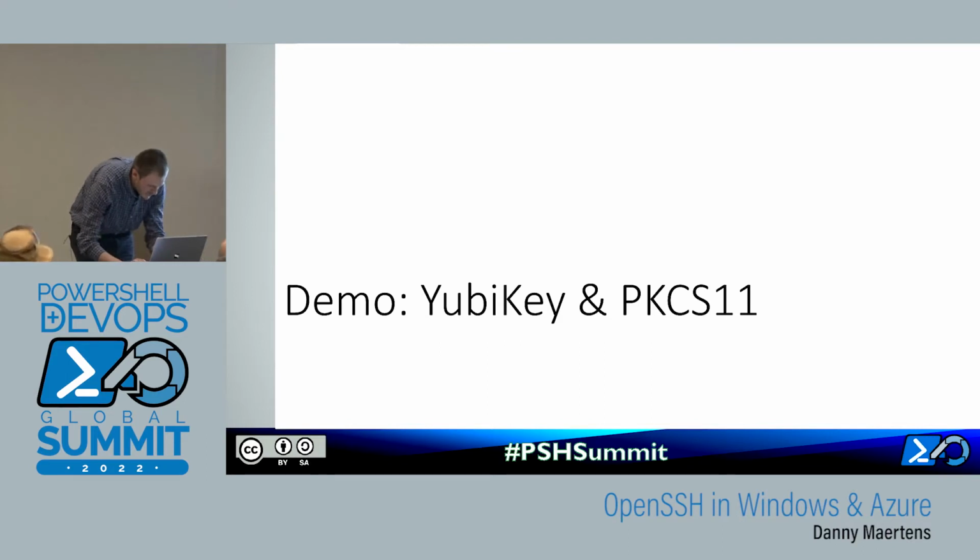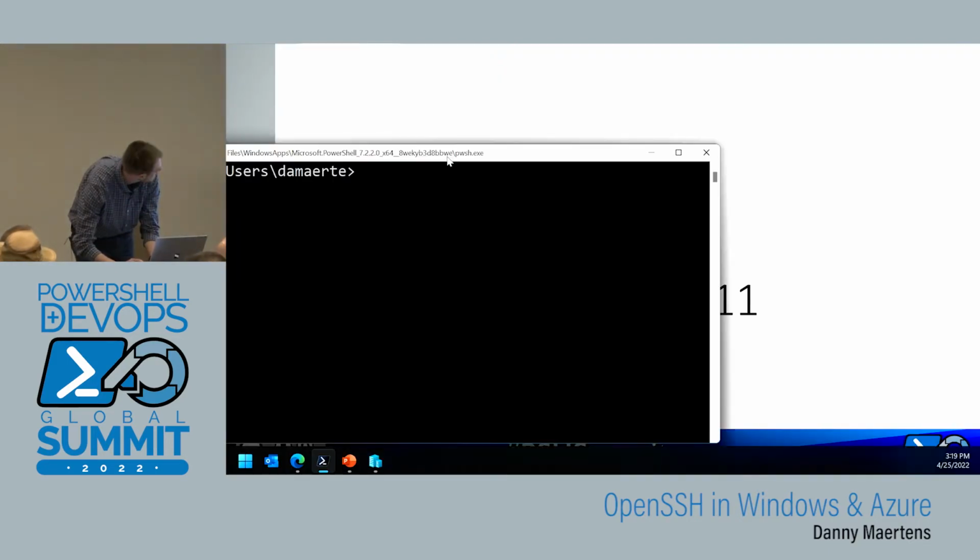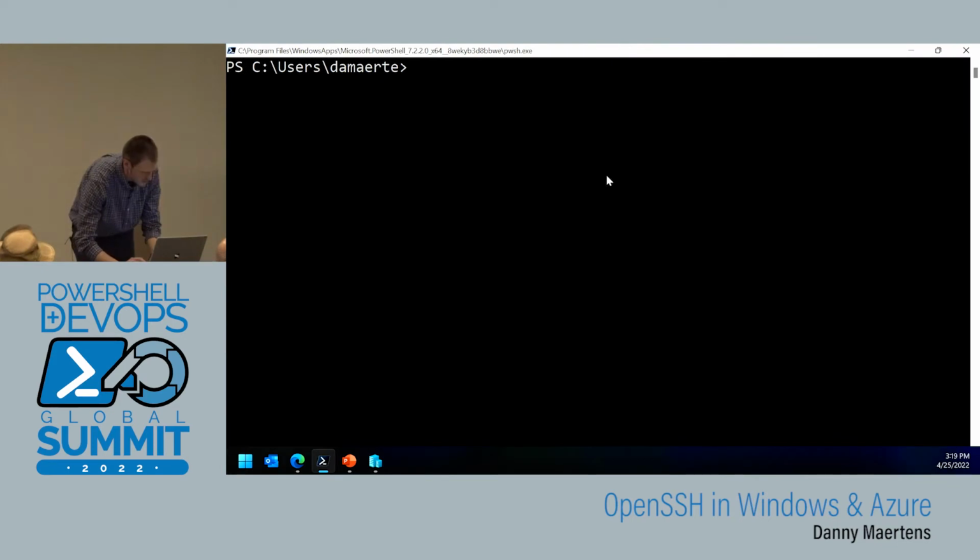So, pull this over. Here we go. All right, so here you can see I'm just running PowerShell locally. I am running Windows 11 on this machine, which has OpenSSH 8.1 installed by default. That is on every Windows 11 machine. You'll have the 8.1 client installed by default, ready to go.